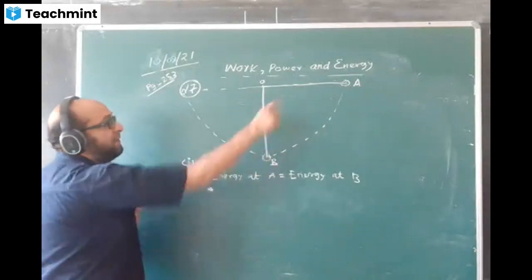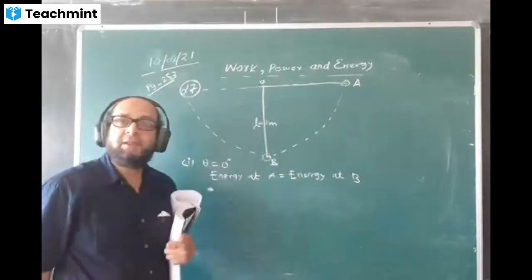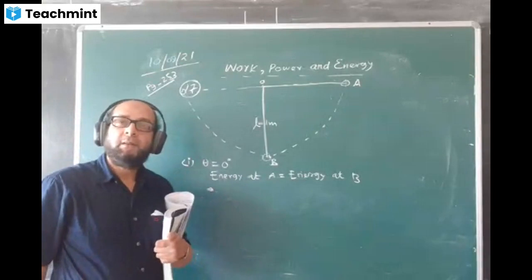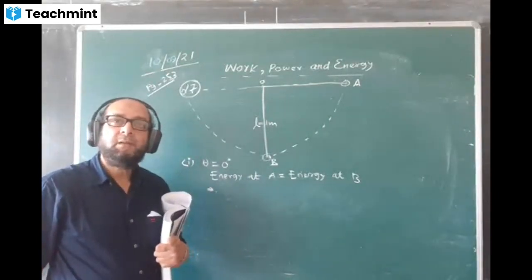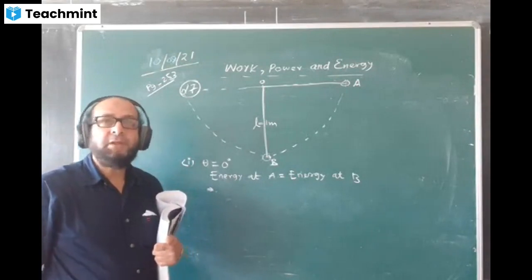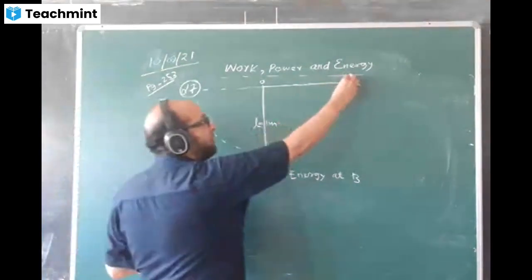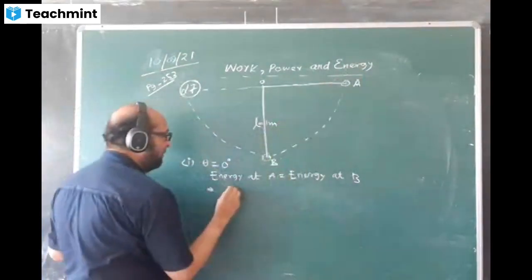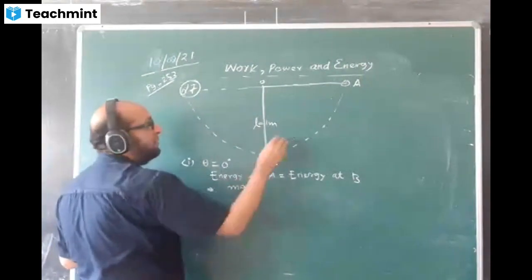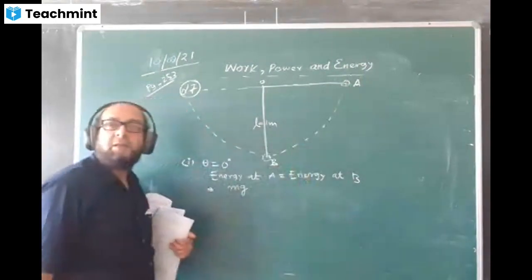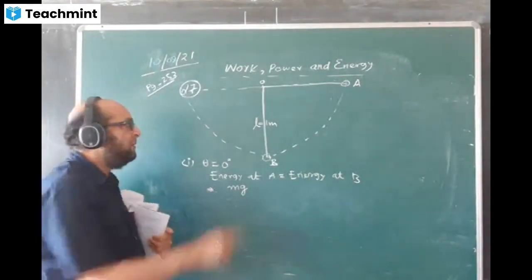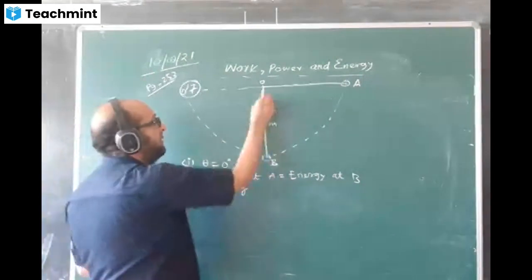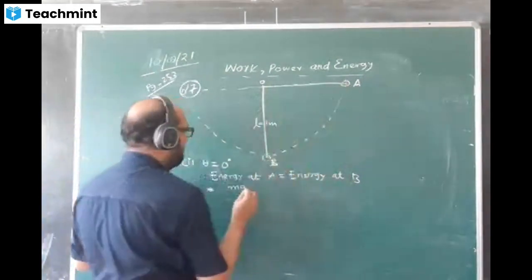What energy does it have at A? Just check and tell me. Potential energy. Yes, only potential energy, because this is the greatest height and from this point only it is starting to move. So only potential energy right here, mg into height. What is the height of this point? L. This height and this height is same. L only, right here.